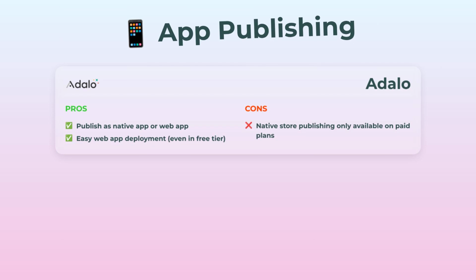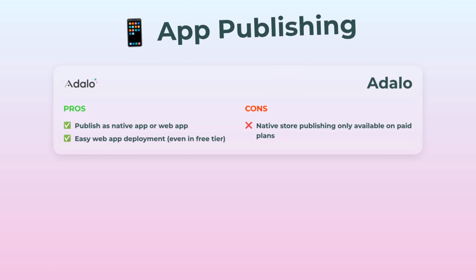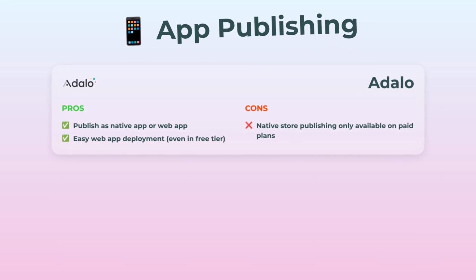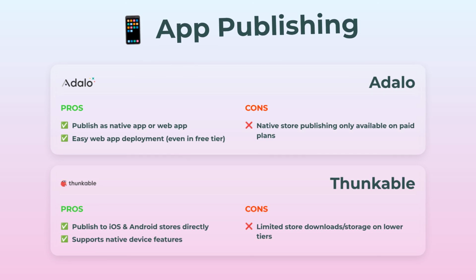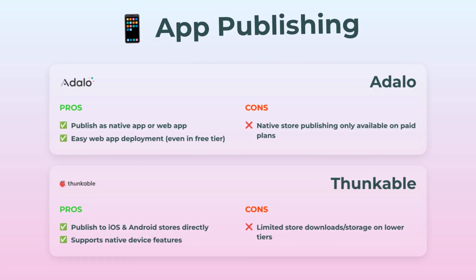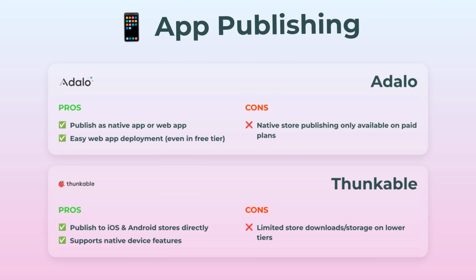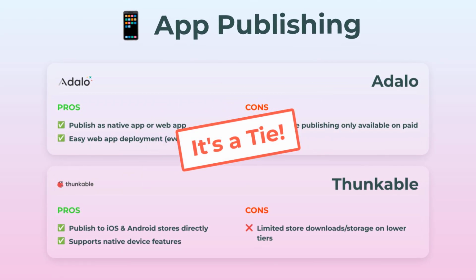Next up, app publishing. Adalo lets you publish either a native mobile app or just as a web app. Even with the free tier, deploying a web app is a breeze. The catch, native store publishing is locked behind their paid plans. Thunkable, on the other hand, is all about going native, pushing directly to iOS and Android stores, plus it supports lots of device features. But again, there are limits on downloads and storage in the lower plans. So not gonna lie, both are solid for publishing, but you'll want to pay up for anything serious.